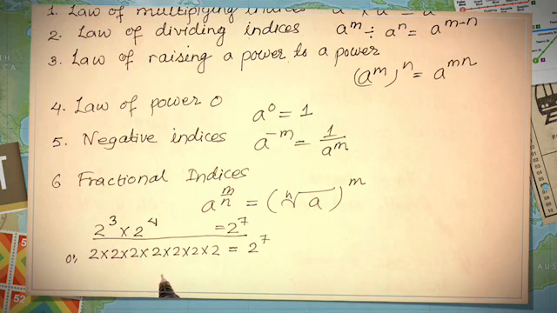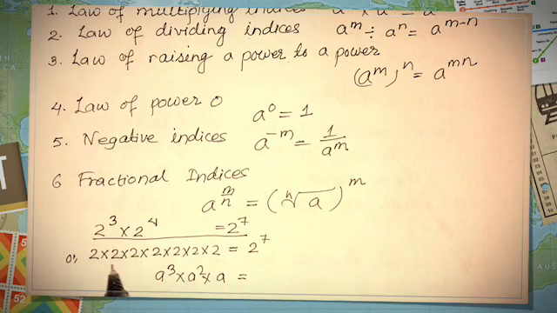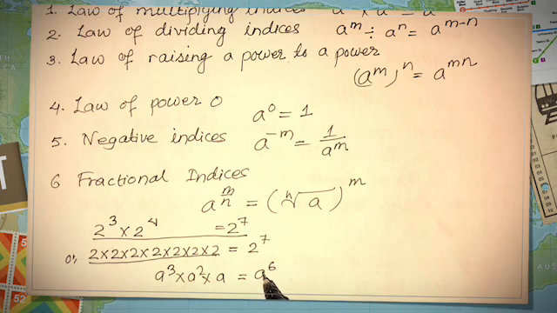Okay, and you can see another example also. So look here. Now instead of expanding this one, applying the law of multiplying indices, we directly get 3 plus 2 plus 1, so 8 to the power 6. So according to the law of multiplying indices, we add the powers like this.